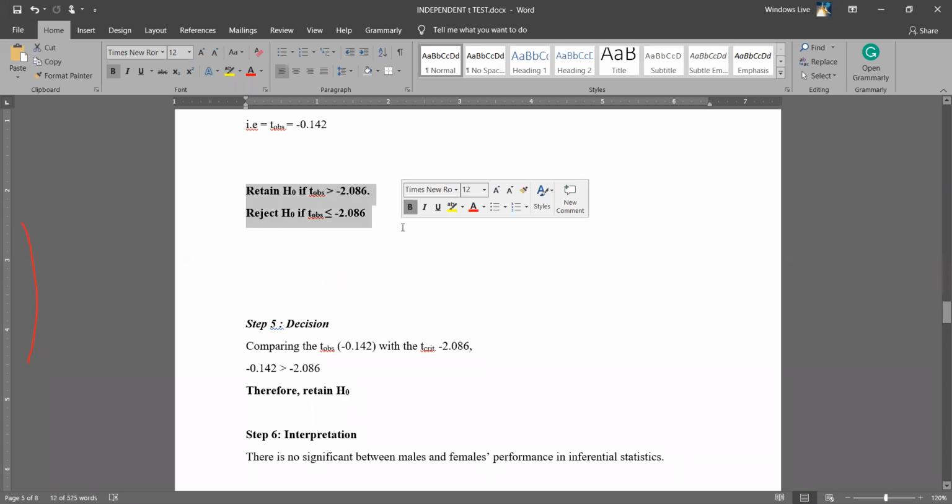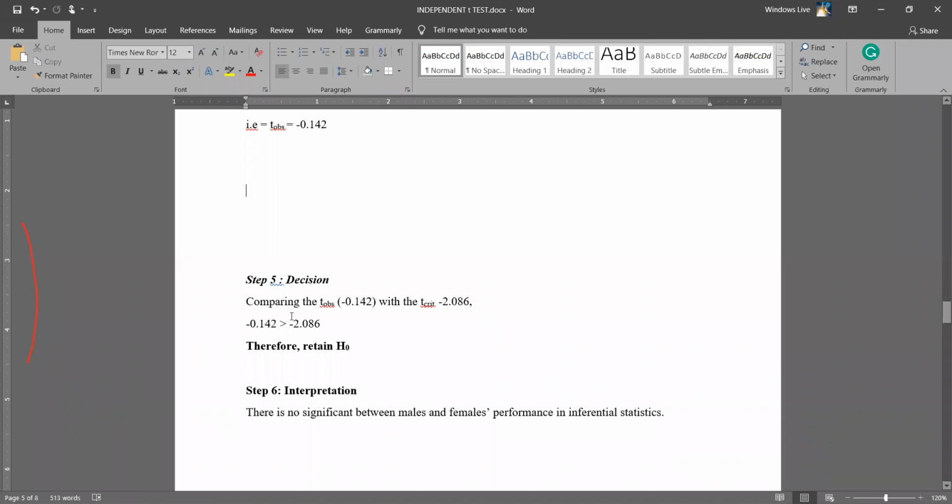Under decision, this is how you state it. Comparing your T observed with your T critical, you indicate that minus 0.142 is greater than minus 2.086. Therefore, you have to retain HO, because of your decision rule, the way it was stated.